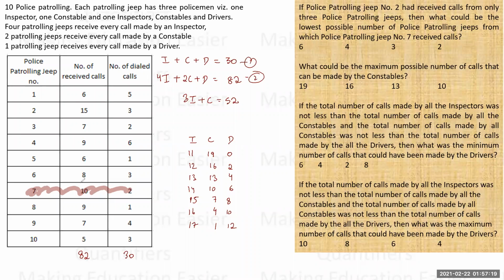Now it has received 10 calls, right? So police patrolling jeep number 2 had received 15 calls. So these 15 calls are received by 3 vehicles. Even if I look at the average 5, 5, 5, the number of dialed calls should be around 5 or something. 5, 6, and 4 is one combination. And how can I catch it so quickly?